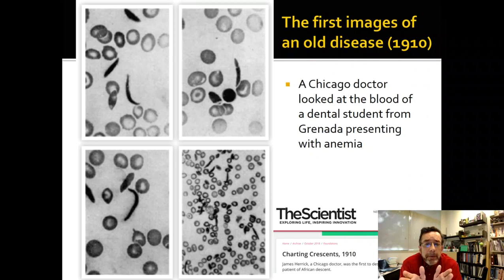So the first view we got of it was in 1910 in Chicago, at the University of Chicago, I think, where a doctor was looking at the blood. They had a dental student there studying to be a dentist, from Grenada. And the dental student was presenting with anemia. They looked at the blood and they saw this. Now, I'm a biochemist, and even I can see that there's something really wrong with these red blood cells. There's something wrong with the shape. These look like sickles, and so they called it sickle cell anemia.